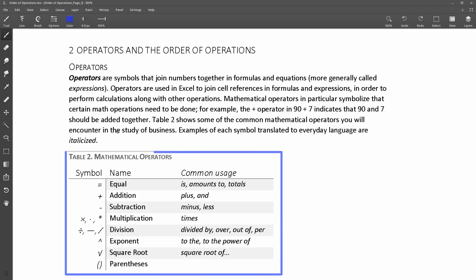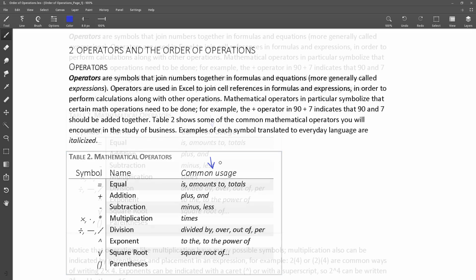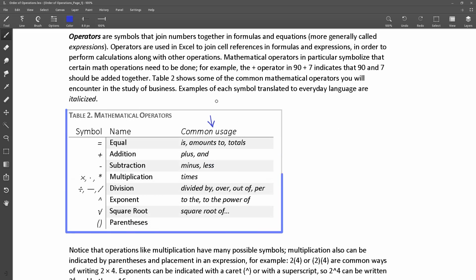Table 2 shows some of the common mathematical operators that you will encounter in the study of business. There are examples in the third column of these operators in common usage. The thing is, we have many different ways of saying equal, for example. We have many different ways of saying divide or division, of indicating division in language. But division is just one thing in math, although it can be symbolized in multiple ways. Taking a look at this table of mathematical operators, we see that some of these operators have only a single symbol. All of these operators are only a single operation.